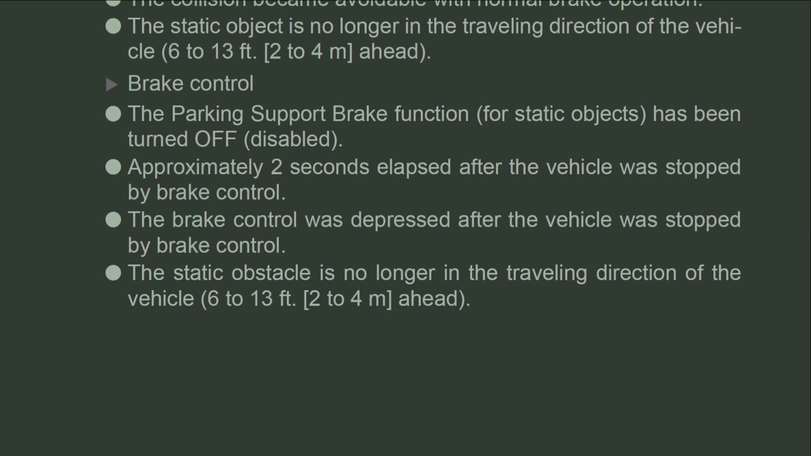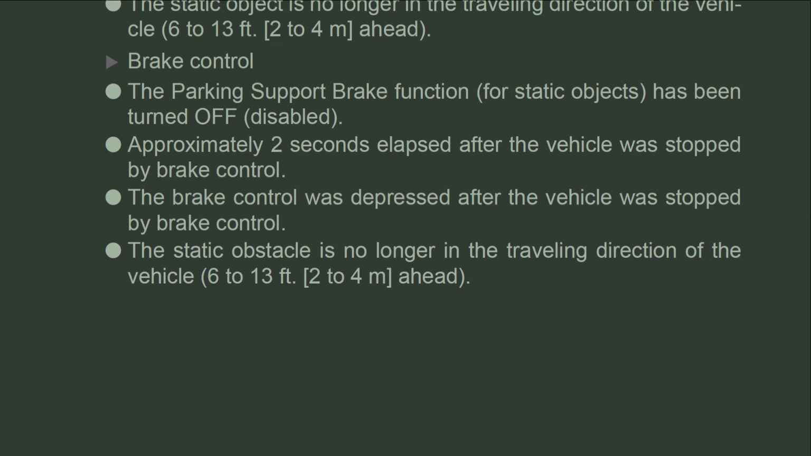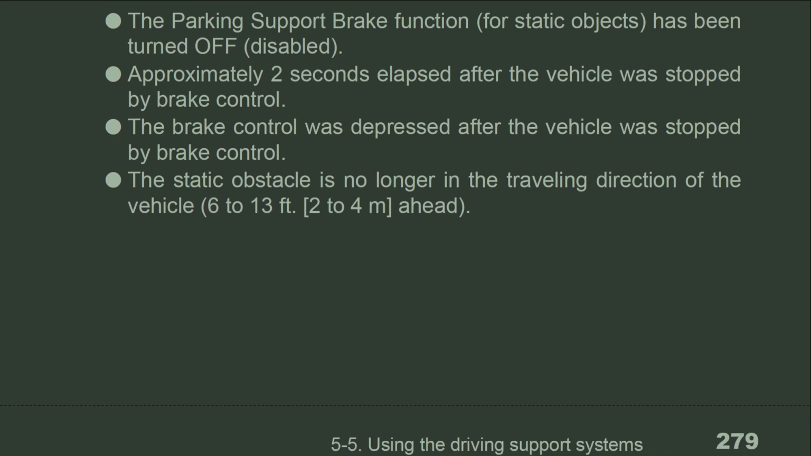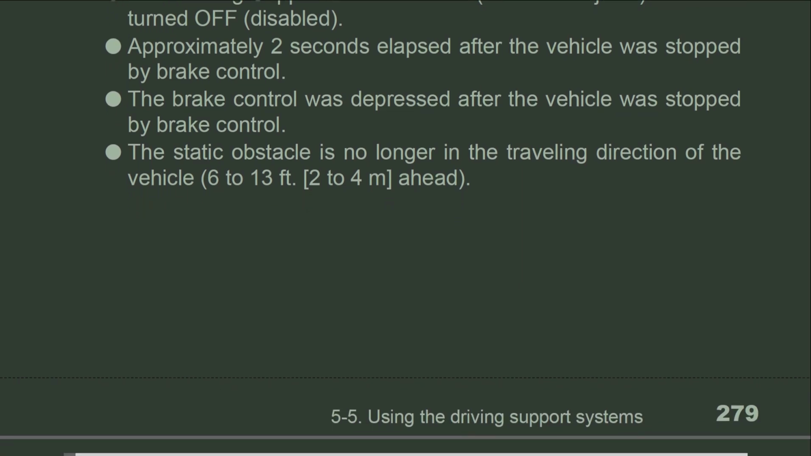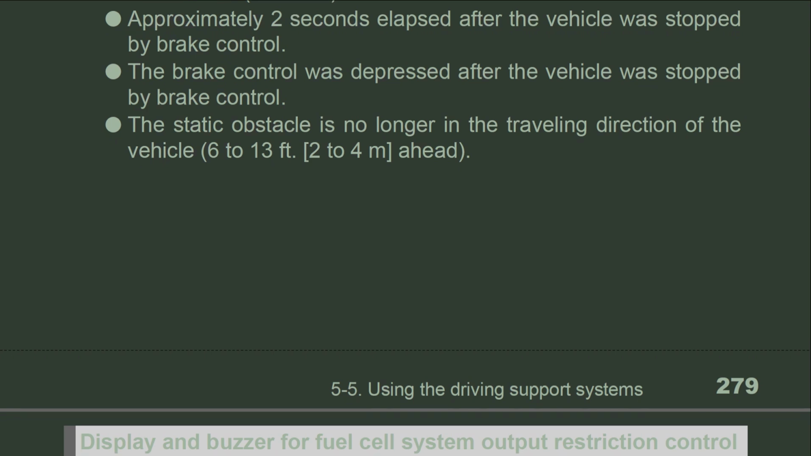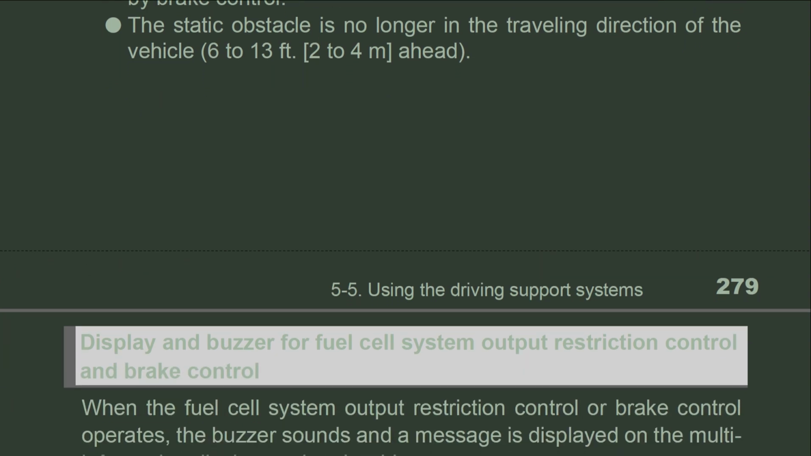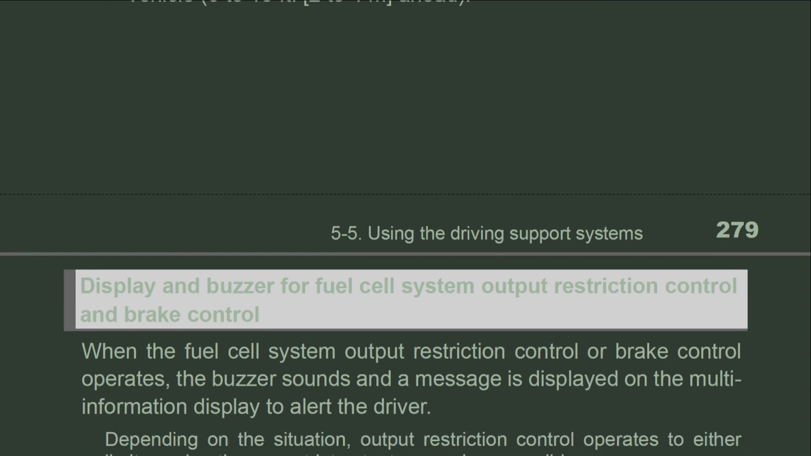Brake control: the parking support brake function for static objects has been turned OFF (disabled); approximately 2 seconds elapsed after the vehicle was stopped by brake control; the brake pedal was depressed after the vehicle was stopped by brake control; the static obstacle is no longer in the traveling direction of the vehicle, 13 feet (2 to 4 m) ahead.